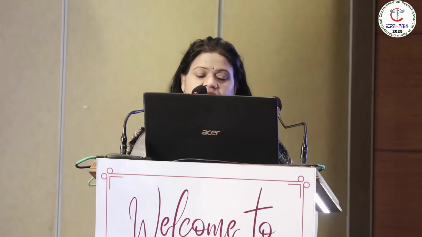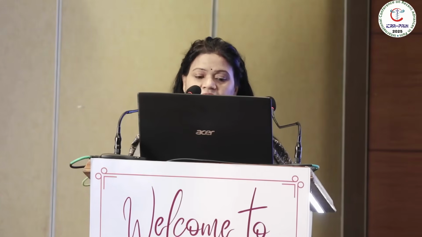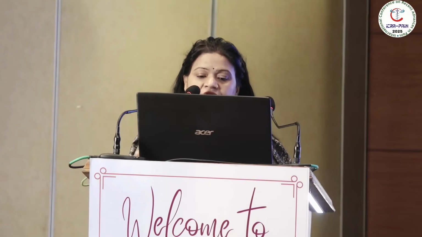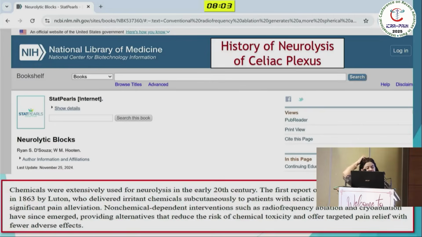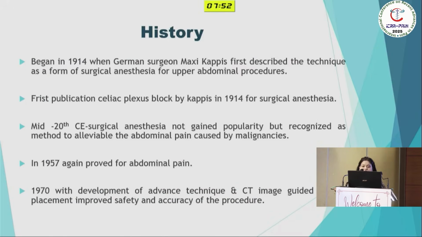So, talking about celiac neurolysis. The first person who gave the concept of neurolysis by a chemical agent was in the 20th century, and the name of the scientist was Lewton. He published the first paper that we can use a chemical substance to neurolyze, to ablate the nerves.